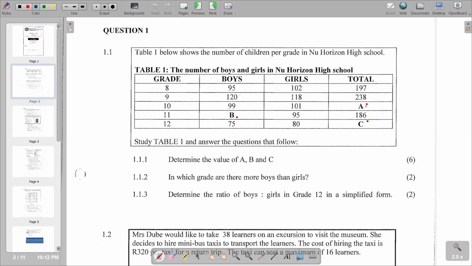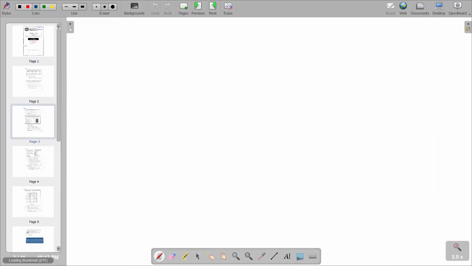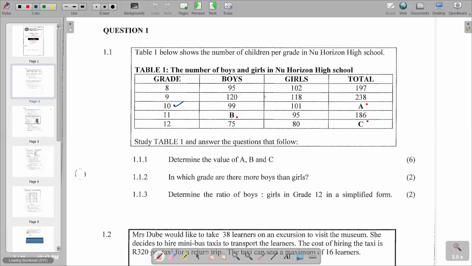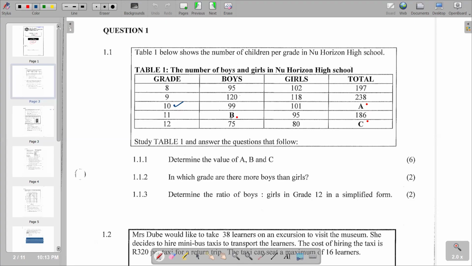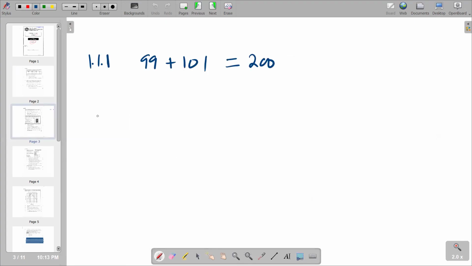So we are going to begin by calculating our A, whereby A is the total for grade 10, which is 101. So basically, that's how we are going to present it. We are saying 19, and that becomes our answer. We are calculating using the formula. Remember, this is the calculation of B.